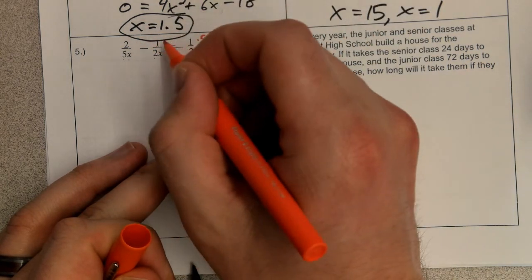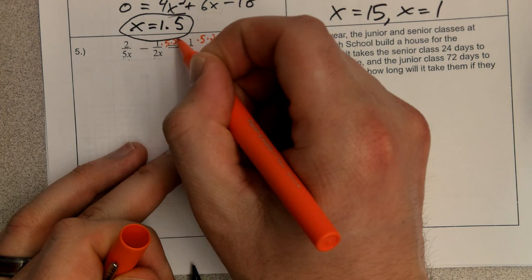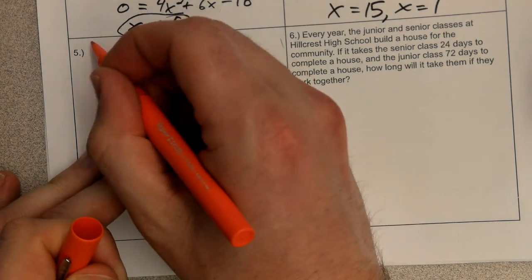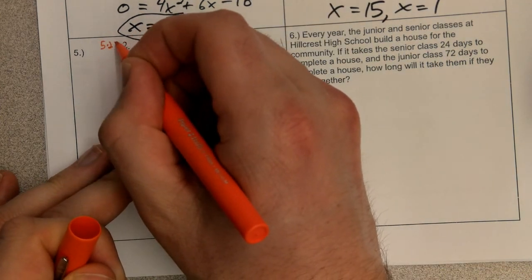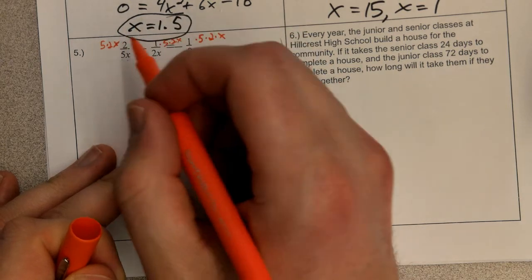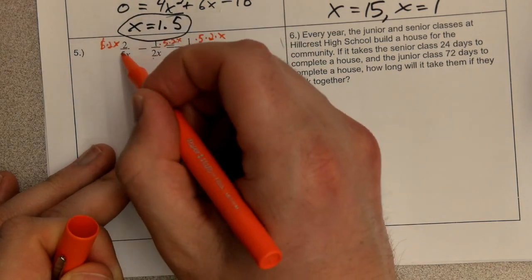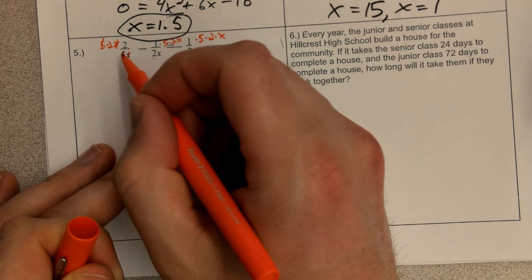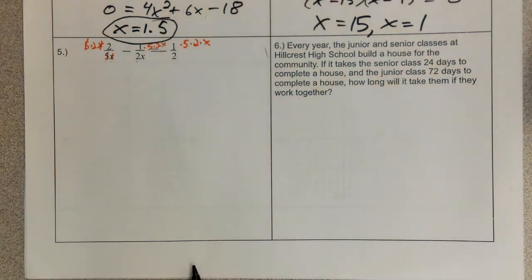This right here would be times 5 times 2 times x. This one here would be 5 times 2 times x. And then I just simplify. So 5 over 5, that's 1 over 1. X over x, that's 1 over 1. So right here, I'll have just 2.